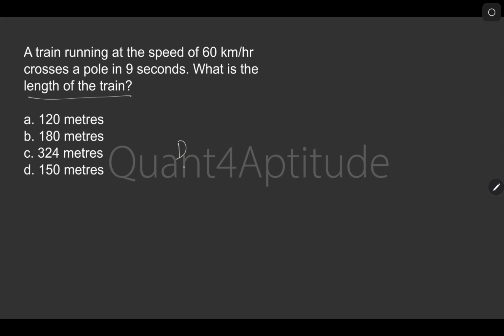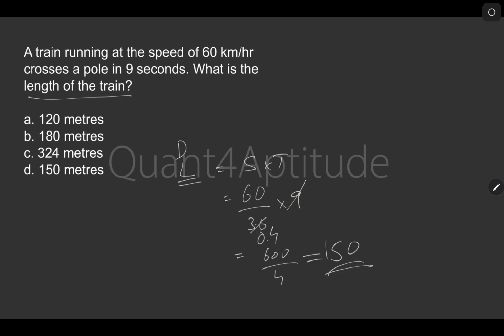So the distance, which is nothing but the length which we require, is nothing but the speed into the time taken to travel. The speed is in 60 kilometers per hour, so all we need to do is convert it into meters per second, because the answer is in meters and the time is in terms of seconds. So 60 divided by 3.6 into 9 would give us the answer. The remaining part is only calculation. 60 by 0.4 is nothing but 600 by 4, which is 150. This is our answer.